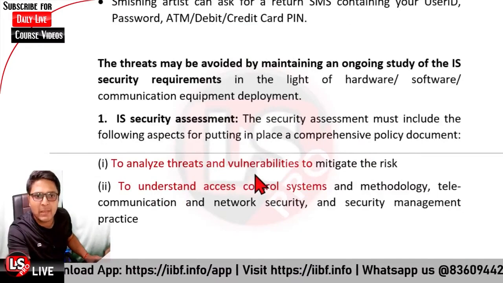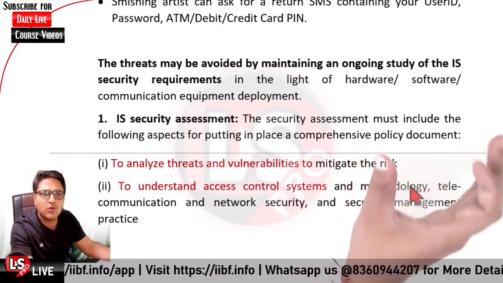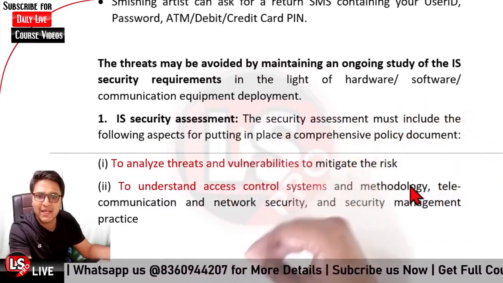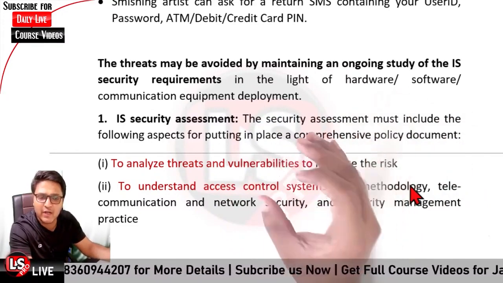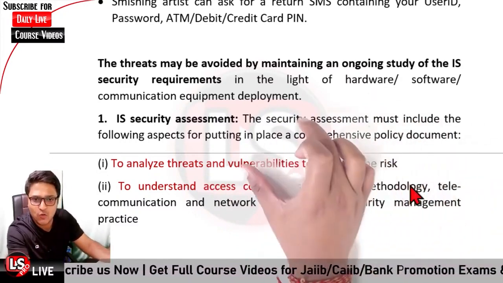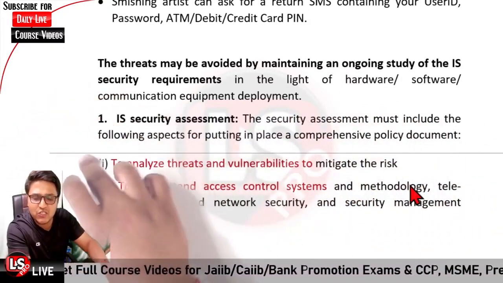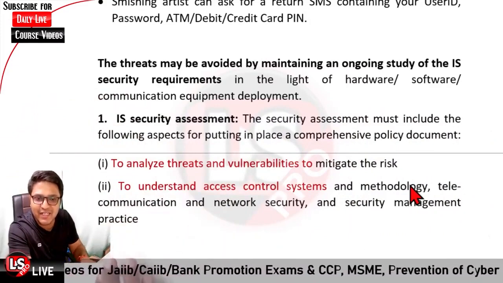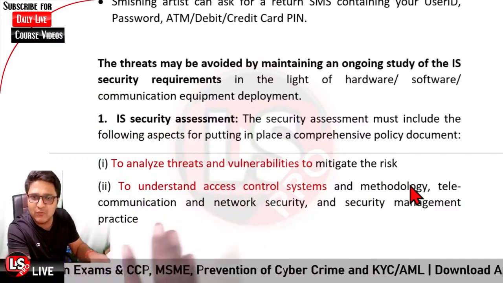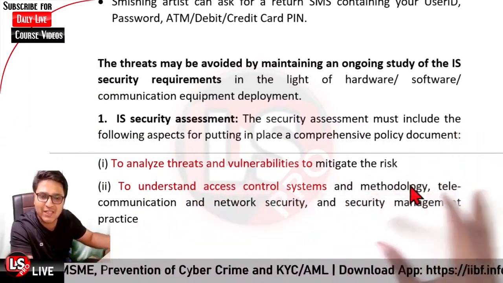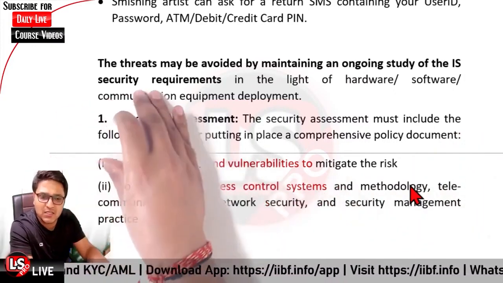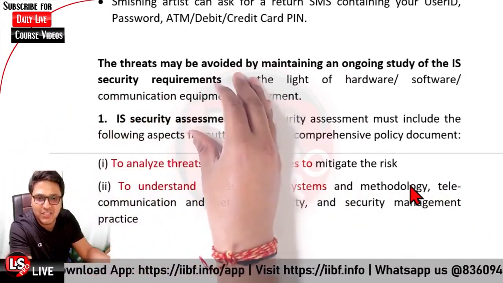Okay. The threats may be avoided by maintaining an ongoing study of the IS security requirements. So first of all, it is very much necessary to make an assessment. The IS security requirement is an ongoing process. Why is it an ongoing process? Because technology is changing even now. When we are studying this chapter itself, someone at the back end, or someone in their home, or someone in their business, or at their office is developing a new technique or some innovative idea. So information technology is changing day by day.